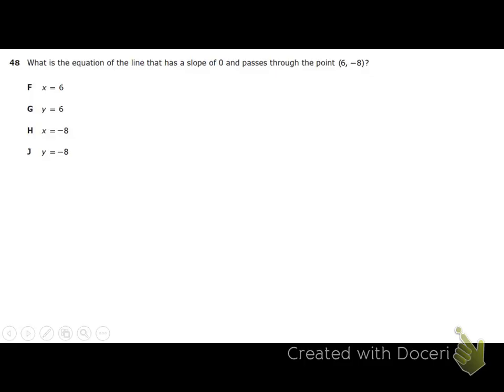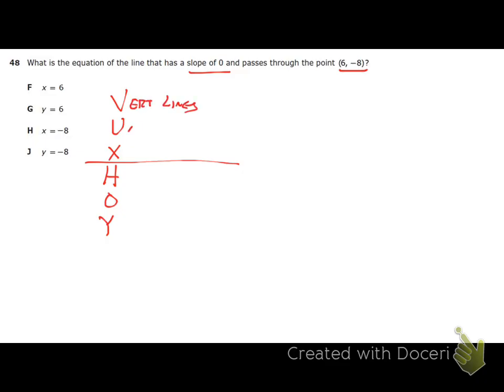What is the equation that has a slope of 0 and passes through this point? Now, here's what I want us to remember. Slope of 0, that's one of our exceptions. So we've got our little acronym here. And so here's what this little acronym means. It means that vertical lines have undefined slope, and their equations are x equals a number, like for example, x equals 2 would be one of these vertical lines with undefined slope.